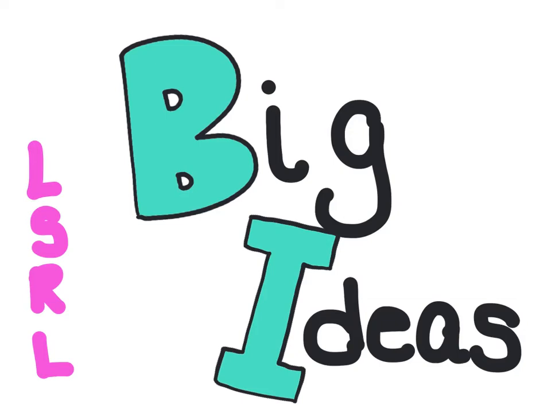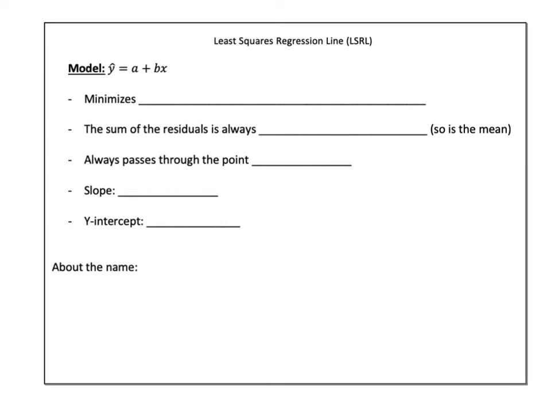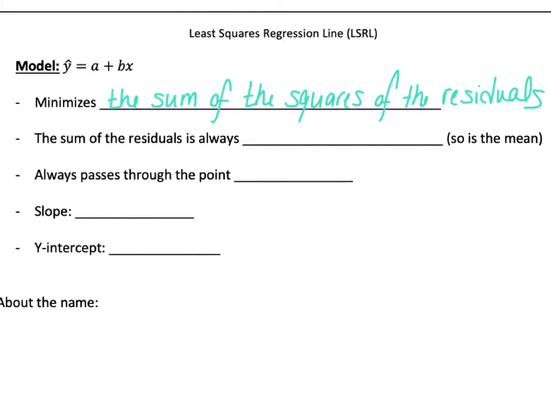Let's look at some of the big ideas related to the least square regression line. So we know that our model is the predicted y is equal to a plus bx. It's just linear, where a is your y-intercept and b is your slope, and you are now an expert at interpreting these values. We've learned that the model minimizes the sum of the squares of the residuals. The sum of the residuals is always 0, and so would the mean of the residuals.